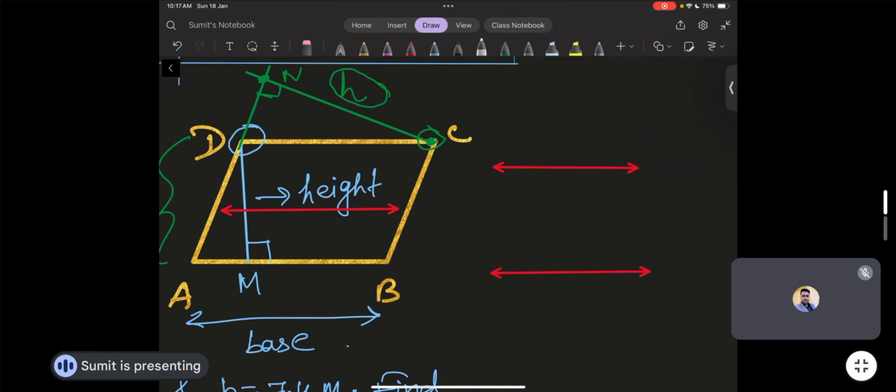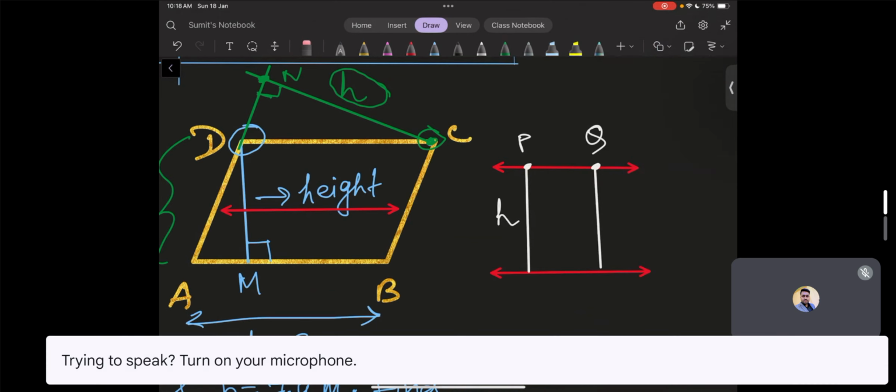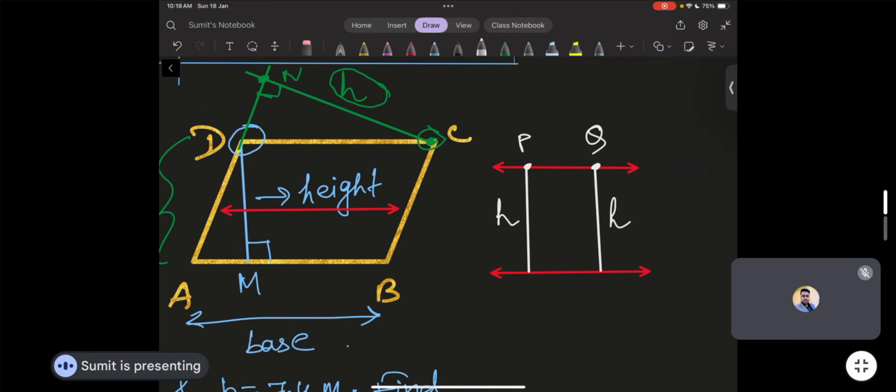Now if I take a point over there, suppose P is a point, and if you want to drop a perpendicular from P on the other line, then it will be the height, right? It will be the distance between the two lines, correct? If I put another point Q over here, and if I drop a perpendicular from Q on the other line, it will be the same, the height of the other line, correct? I mean the distance between the two lines.